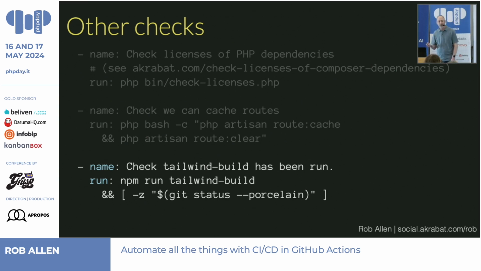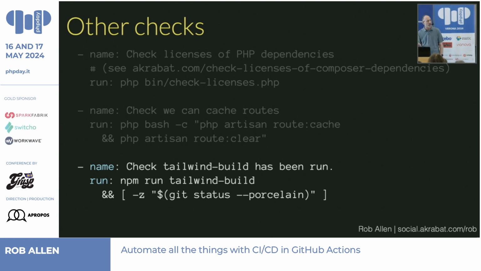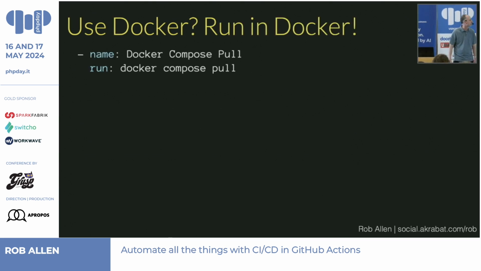So then I can use Git status to discover if there are any modified files in the Git, and then use the bash test system to return an error code which will then fail my check.